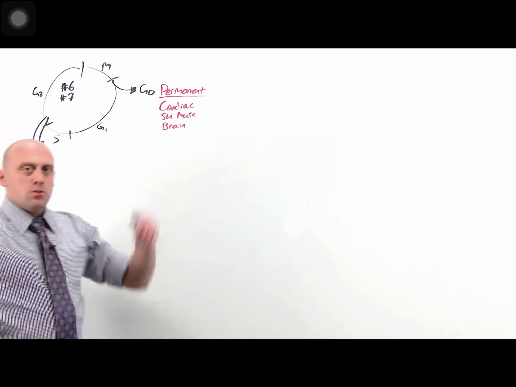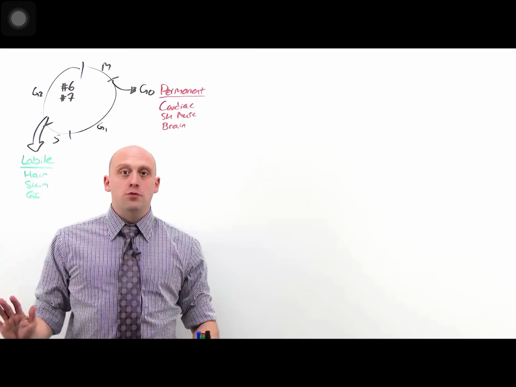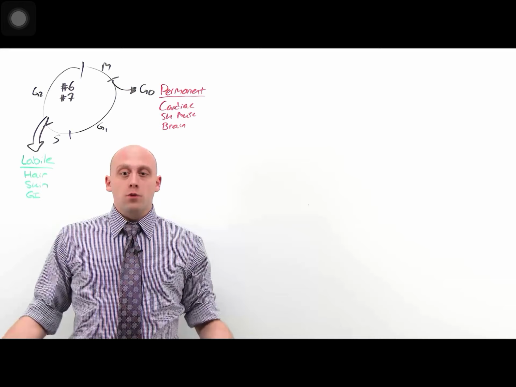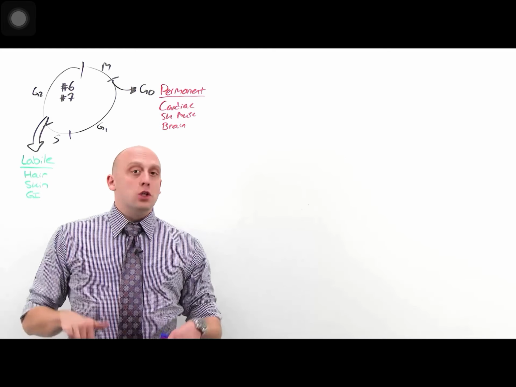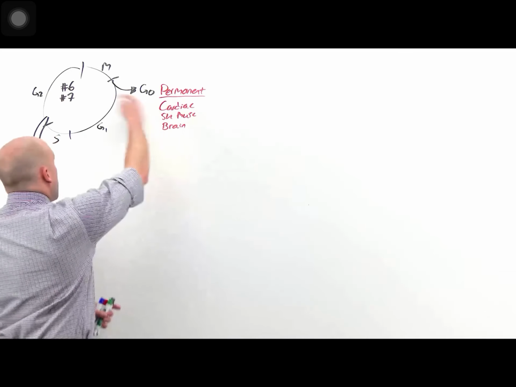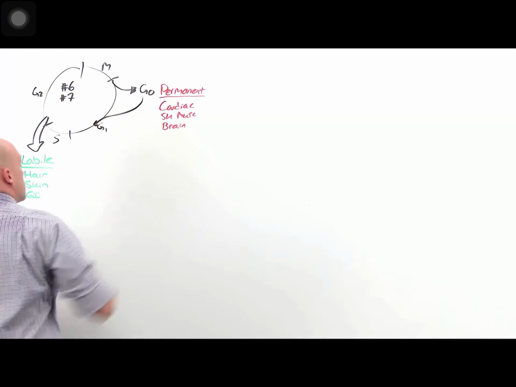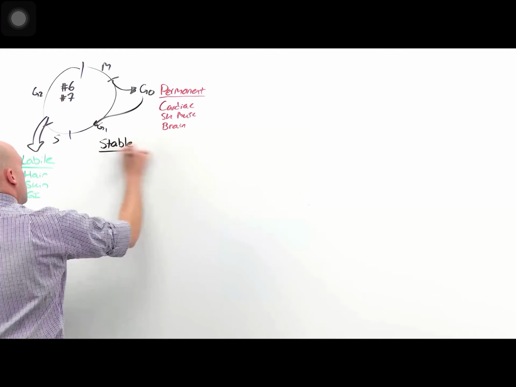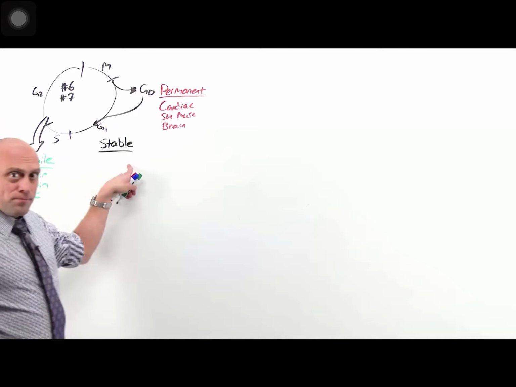Sometimes there are cells that have differentiated into an organ. They don't need to proliferate, so they're not. Most of their time is spent doing whatever the organ needs them to do. But if there were an injury to the organ, those cells can be induced out of G0 back into the cell cycle. Most tissues do this. These are stable cells. If you're not permanent and you're not labile, you're stable.